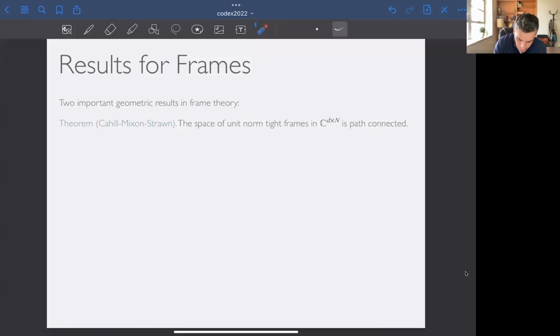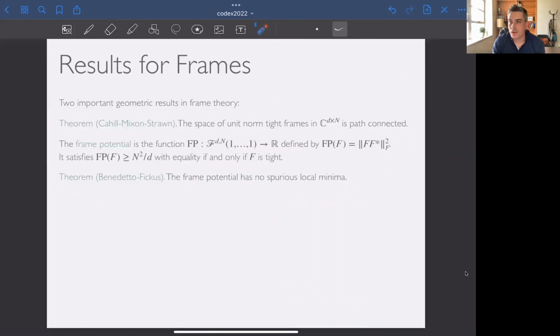So there's a theorem of Cahill, Mixon, and Strawn, which says that the space of unit norm tight frames in D by N-dimensional matrix space is path connected. The Larson REU came up before I started talking, and I think the conjecture that this is true goes all the way back to that REU, and then this was proved much more recently, around 2017, I think this was published. And this result was a big inspiration for looking at things from a symplectic perspective.